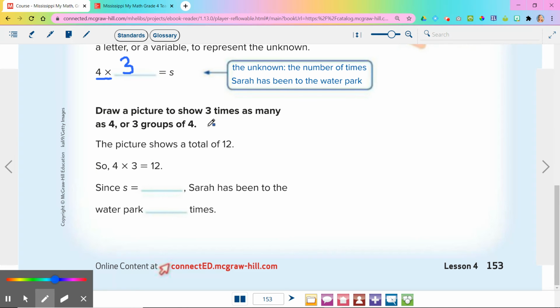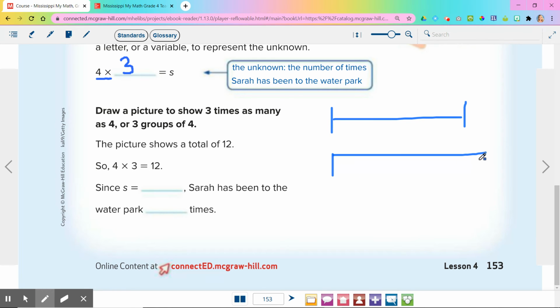So draw a picture to show 3 times as many as 4, or 3 groups of 4. So we can actually draw our bar diagram just to get a little bit more practice on this. So if it says 3 times, that means I need 3 parts. So if it's 3 times as many as 4, that means my 4 would go in here. And 3 groups of 4, or 4 plus 4 plus 4, or 4 times 3 is 12. So Sarah has been to the water park 12 times.